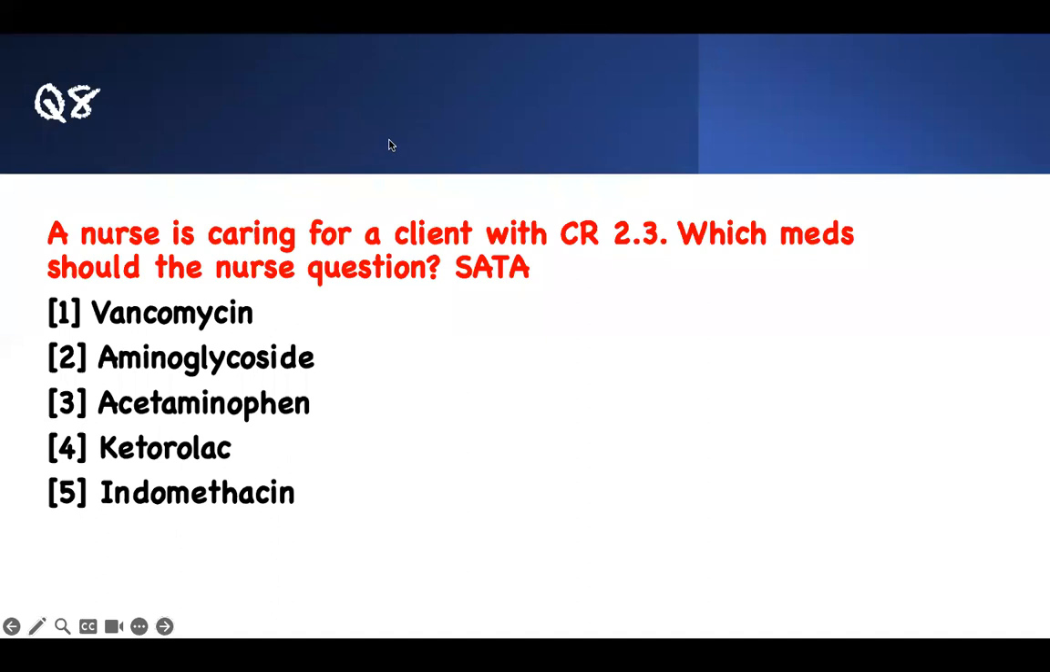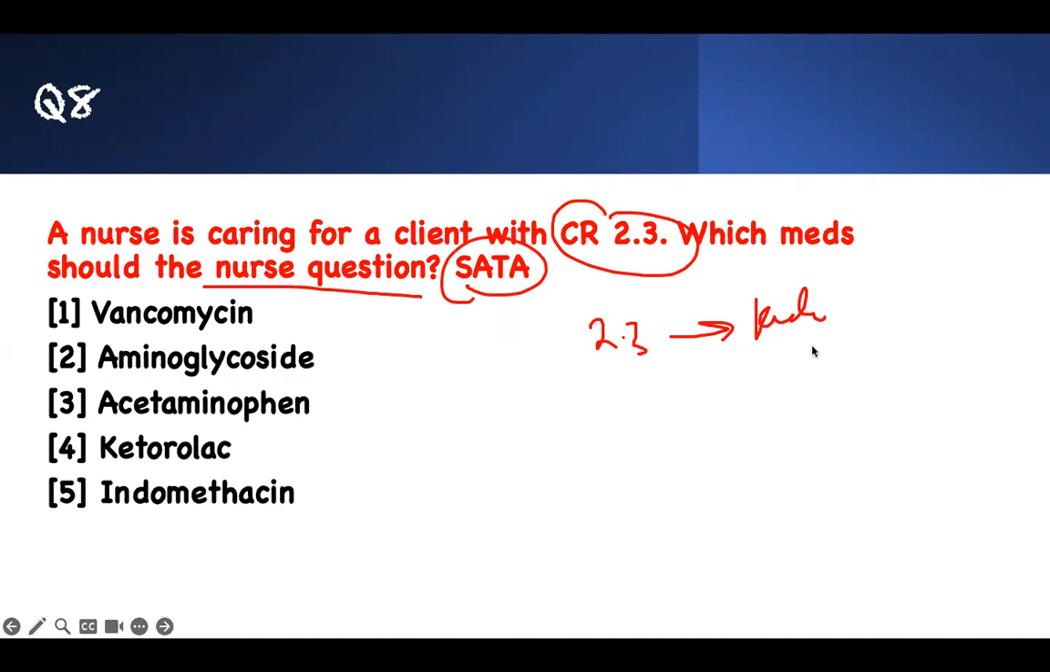Next question. Select or apply. Same thing. Which medication should the nurse question? I need to question something. A nurse is caring for a client with a creatinine of 2.3. With a creatinine of 2.3, I know it's a kidney issue. Therefore, anything that affects my kidney is my answer. Vancomycin, number one, nephrotoxic. Aminoglycoside, number one, nephrotoxic in their group. It also causes ototoxicity.